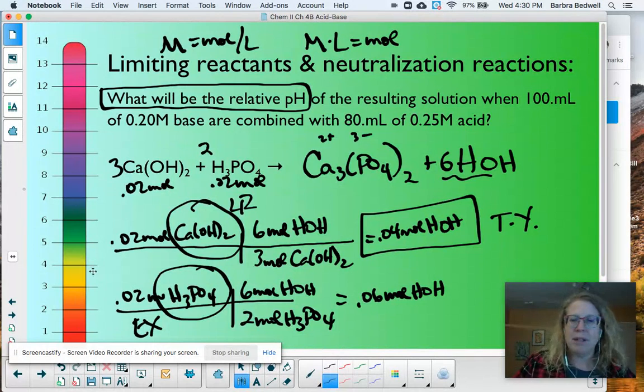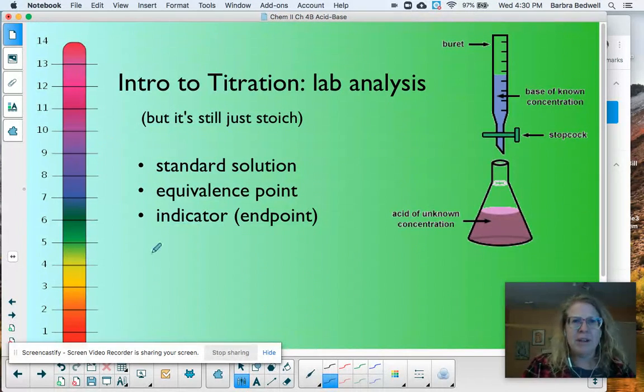It's going to be on the lower end of this. We haven't talked about the pH scale yet, but it's going to be acidic because the acid is my excess reactant. Okay, I think one more here.